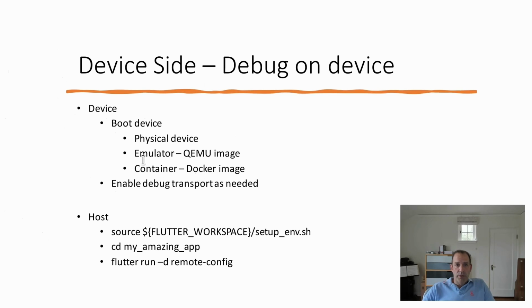So that's what we do on the device side first, and then from the host side, we source the setup environment if we have not done so already for that work session. Then cd My Amazing App, flutter run -d remote config. So depending on the configuration that's installed at the time of running Workspace Automation, it could be a variety of devices.